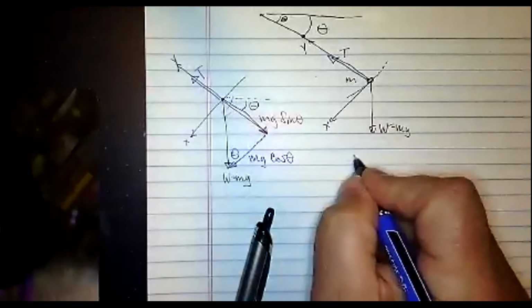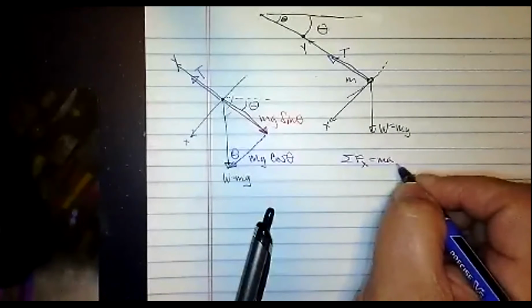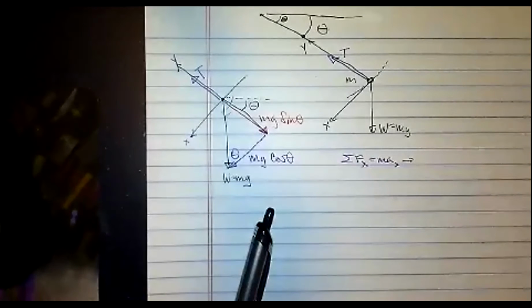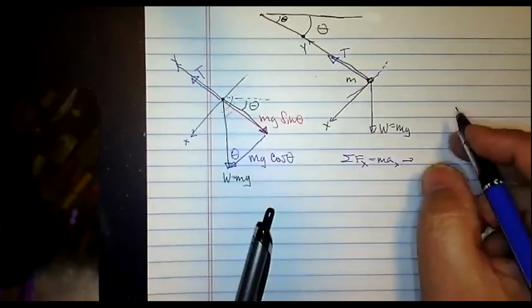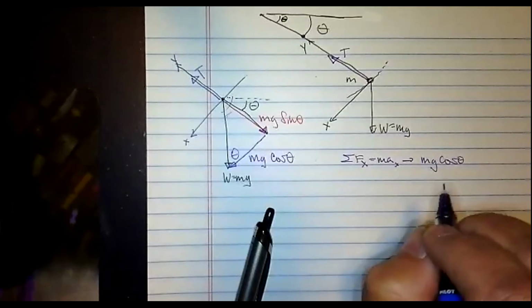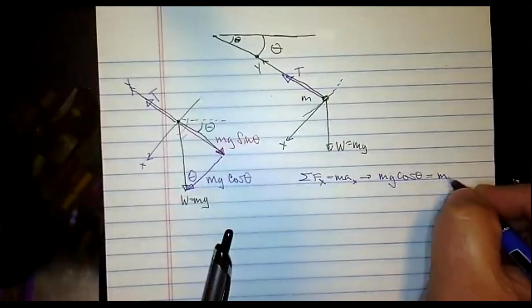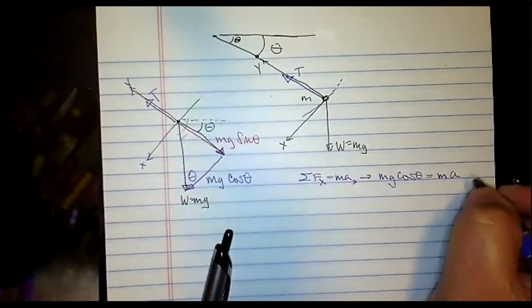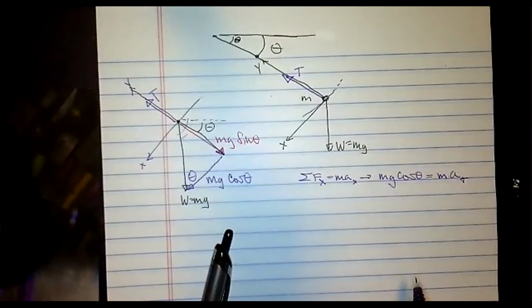So the summation of forces in the x direction is equal to mass times acceleration in the x direction, gives us basically that mg cosine theta, that's in the positive direction, is equal to their mass times their acceleration in the, I'll say just in the tangential direction. So this isn't the centripetal acceleration. That's the main thing I want you to understand.